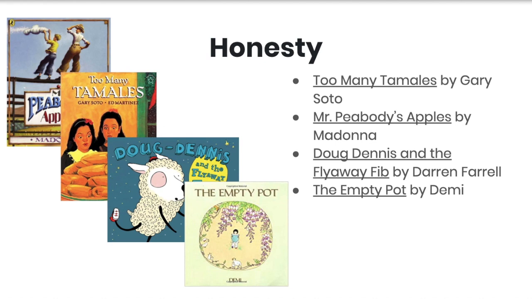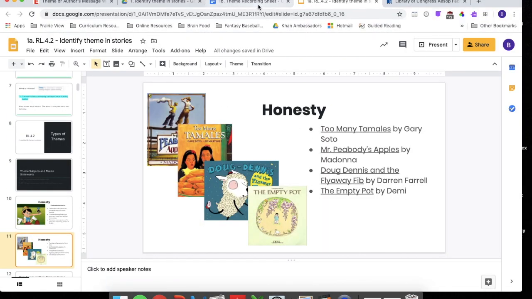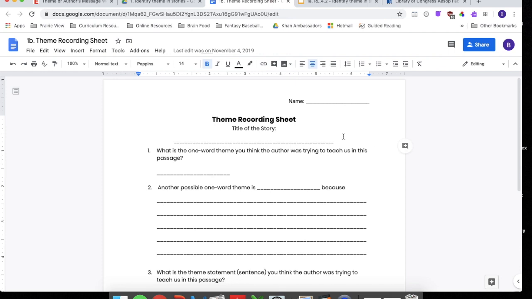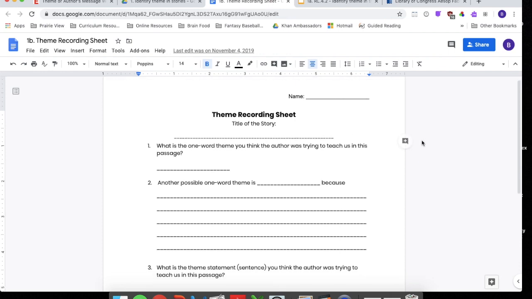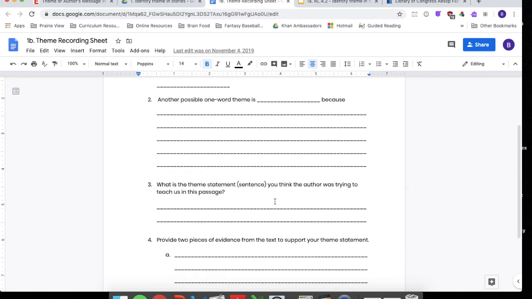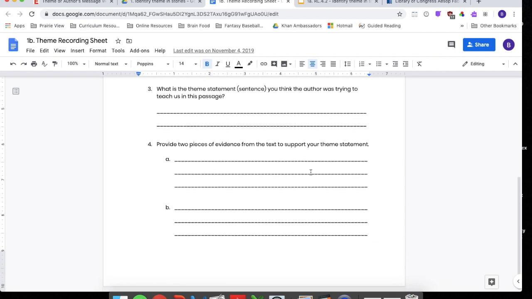Okay, so like I said, we're going to jump over and take a look at Aesop's Fable today. What I'm going to be doing is filling out this theme recording sheet. We're going to try to figure out the one-word theme, a second one-word theme, and then coming up with a theme statement, which is our sentence. And then we're also going to go back into the story and pick 2 reasons why we picked that.